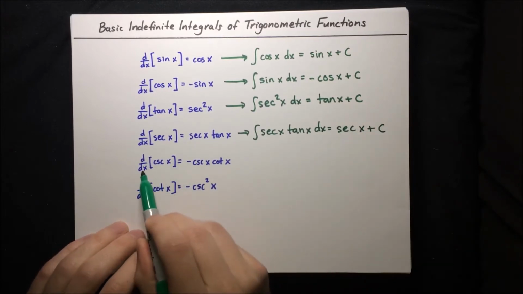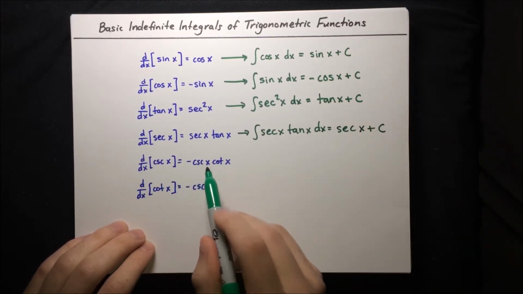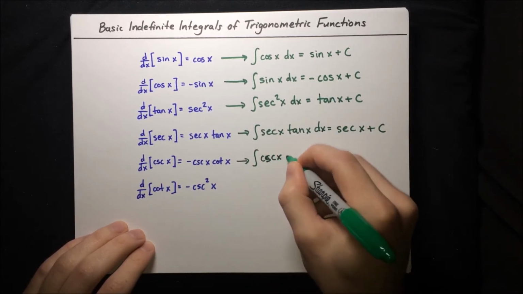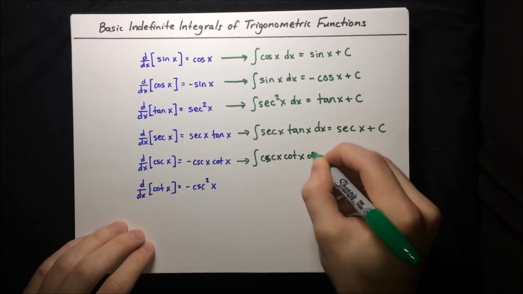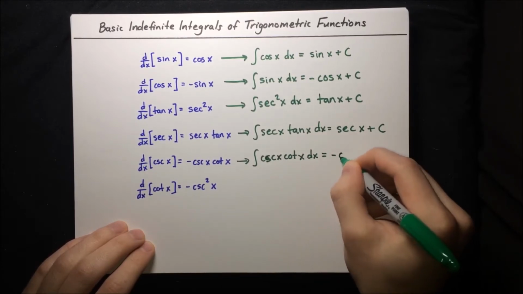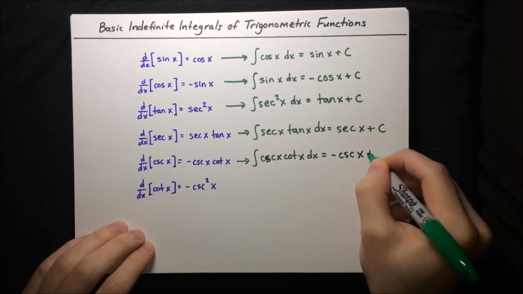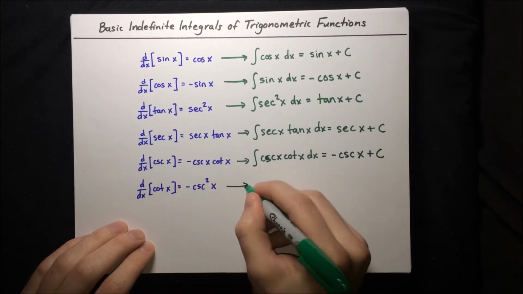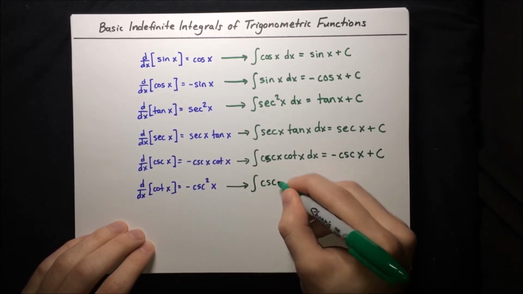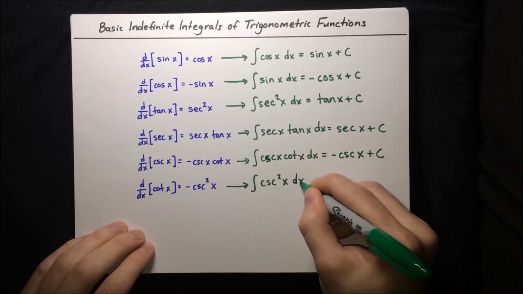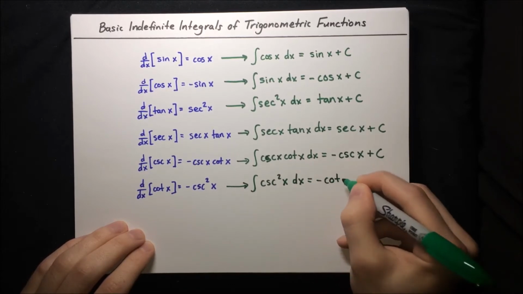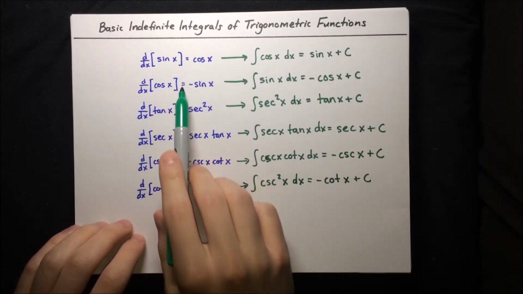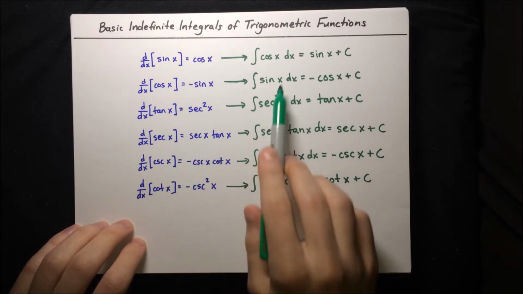And then since the derivative of cosecant is negative cosecant cotangent, then the integral of cosecant cotangent x is just negative cosecant x. And then since the derivative of cotangent is negative cosecant squared, then the integral of cosecant squared is just negative cotangent. So really, as long as you remember the derivative rules here, then you can just flip them around to get the integral rules.